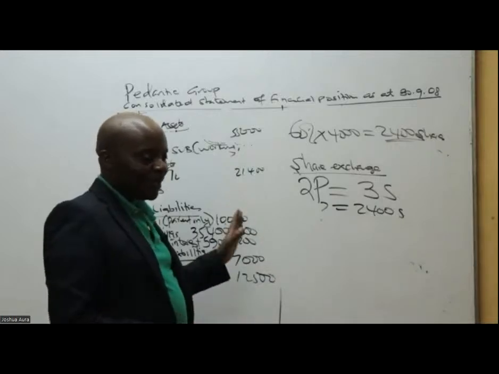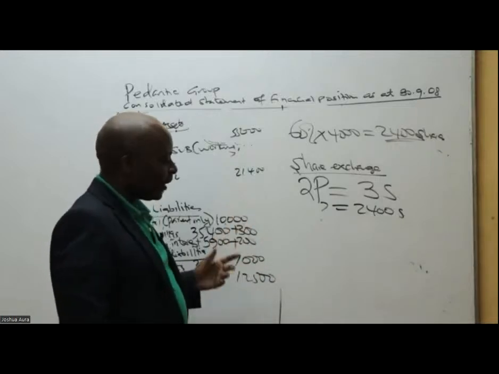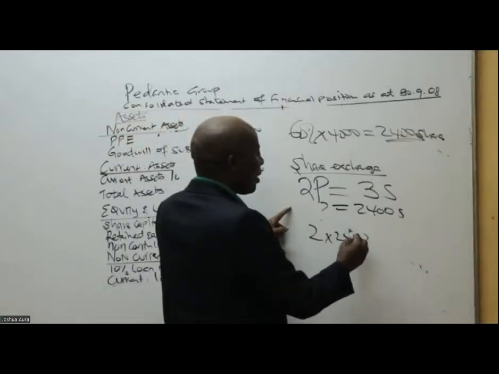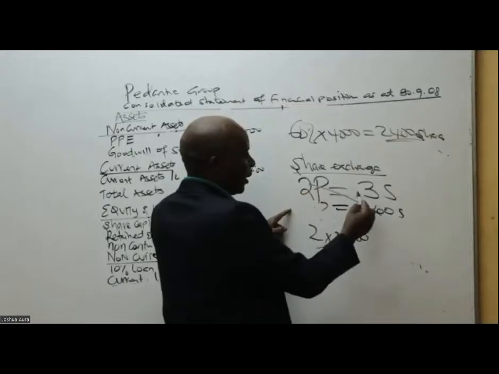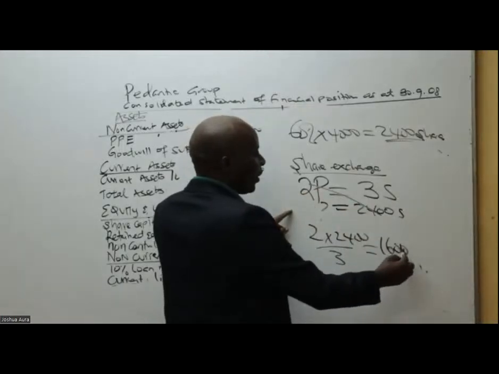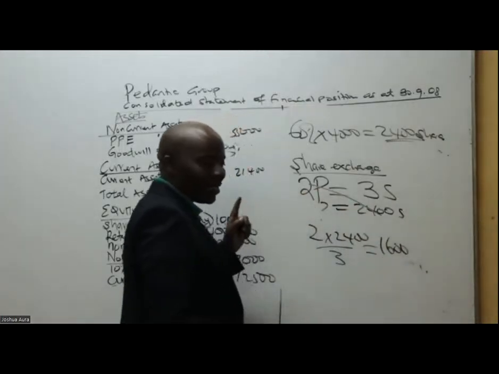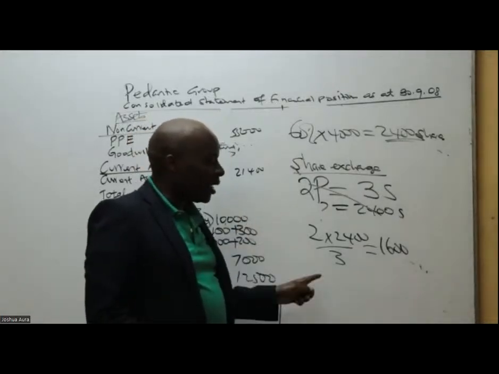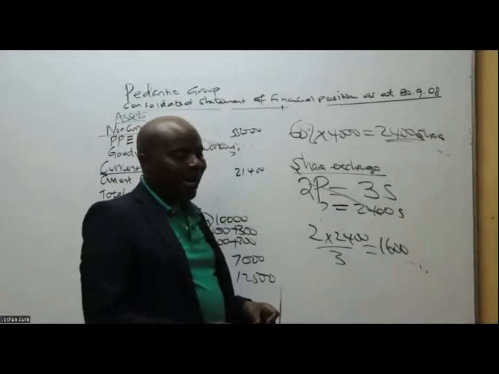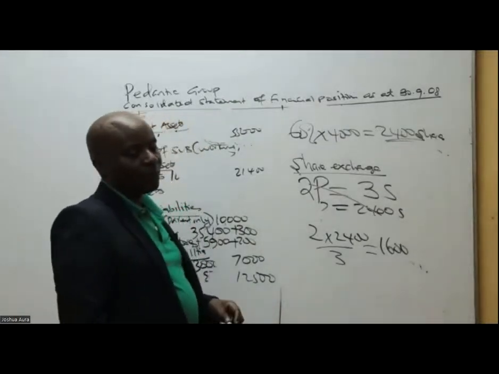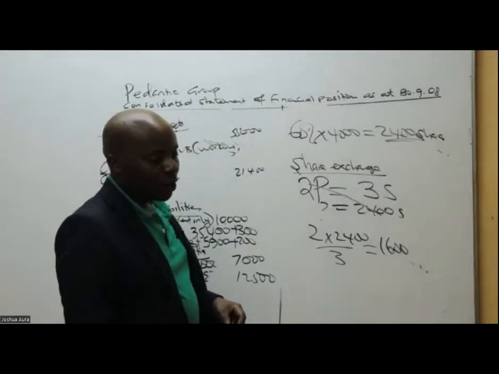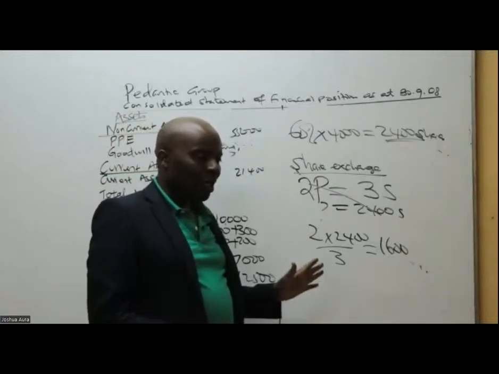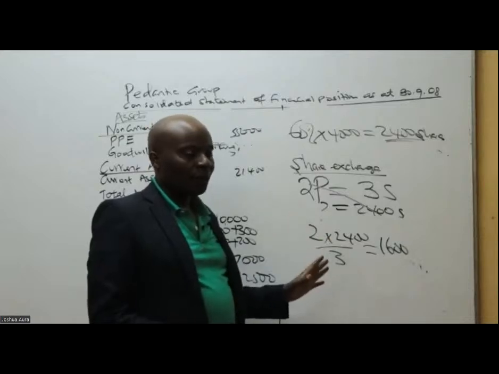Hapa najua nitarudia mara 2 3, sio mara moja. So ukicross multiply hiyo hii itakuwa 2 times 2,400 divided by 3, which somebody is telling me that the parent gave out 1,600 shares. So please write for me there in a sentence that the parent gave out 1,600 shares.